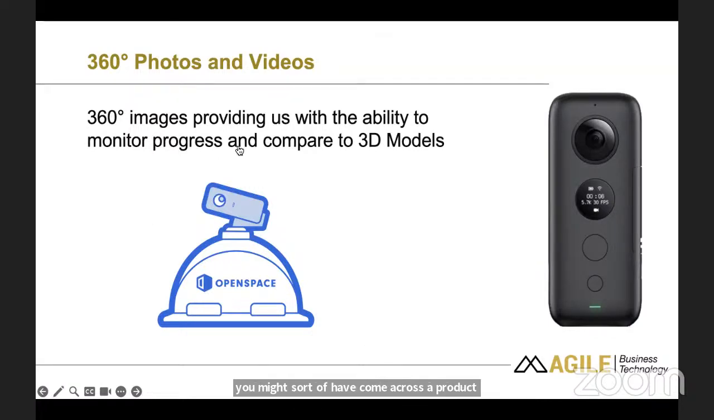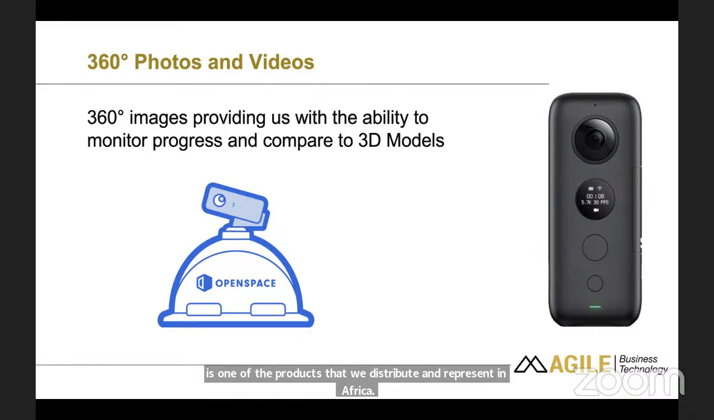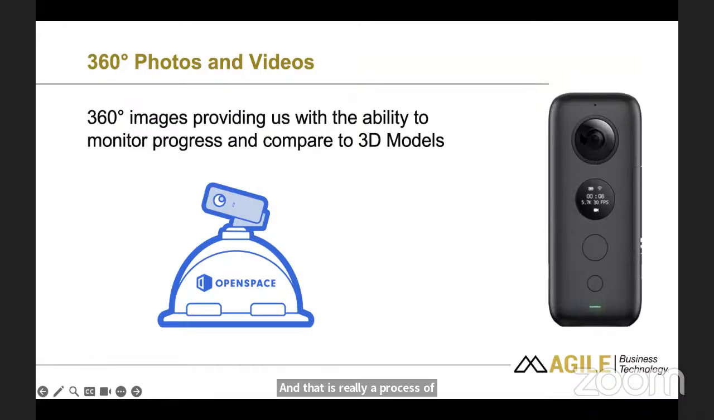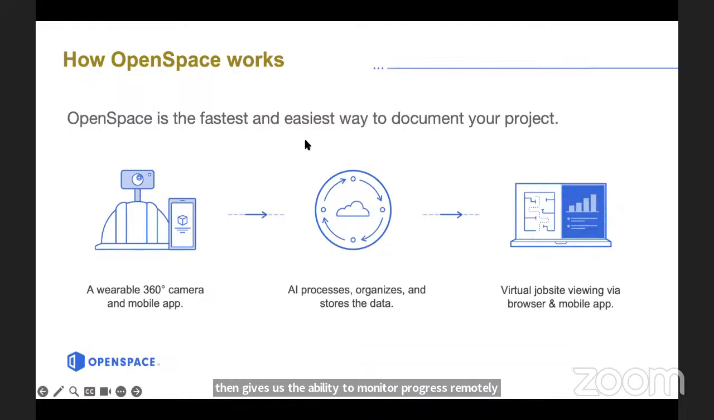It is one of the products that we distribute and represent in Africa. And that is really a process of mounting a 360 camera. So that's not a scanner. A 360 camera is really just a camera that's got two fisheye lenses on each side, and would be able to give us either 360 photos or 360 videos, which then gives us the ability to monitor progress remotely and also use this photogrammetry to compare that to 3D designs.